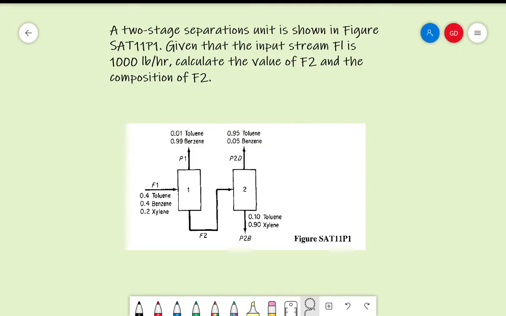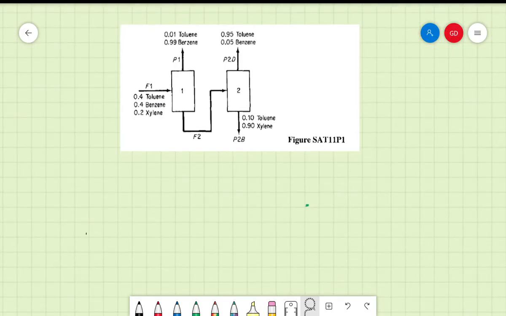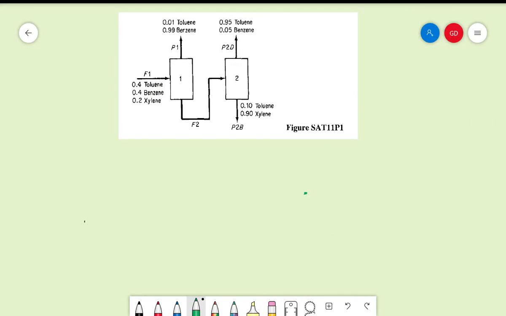The first thing that we must do is to write down the basis. So what is our basis? Our basis is 1,000 pounds per hour. That's the first step, and 1,000 pounds is F1. So that's stream F1 there. That's why we're taking the basis.